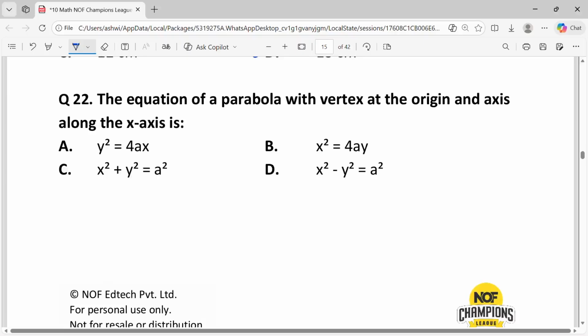Question 22. The equation of a parabola with vertex at the origin and axis along the x-axis is y square equal to 4ax. The standard equation for a parabola with its vertex at the origin and its axis of symmetry along the x-axis is y square is equal to 4ax.